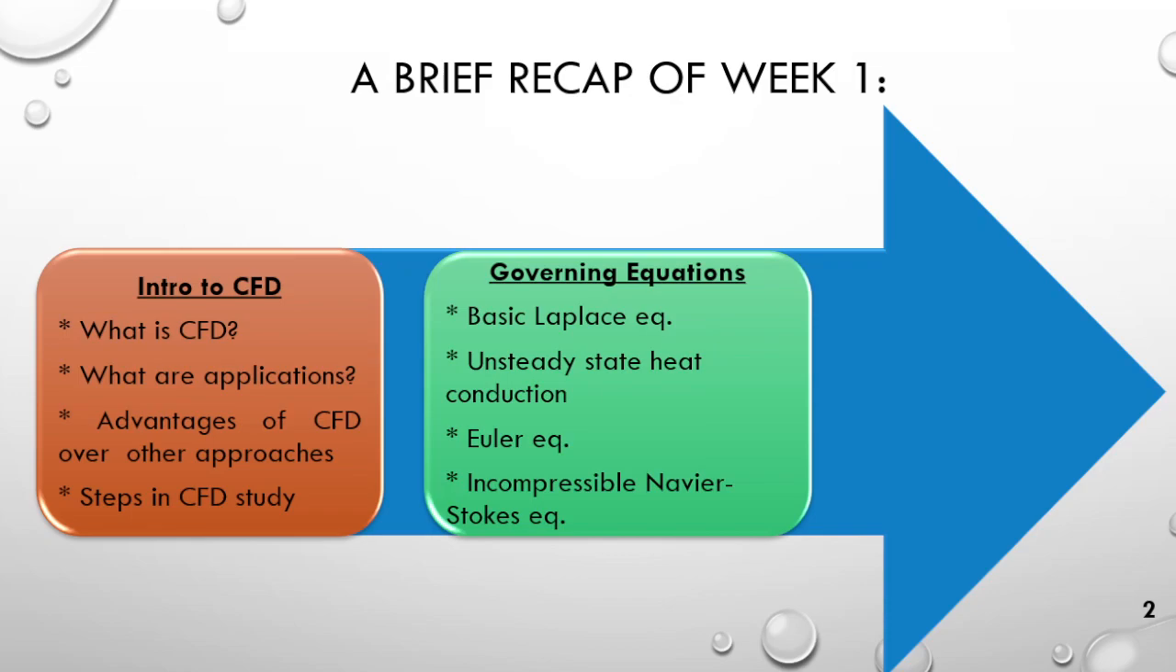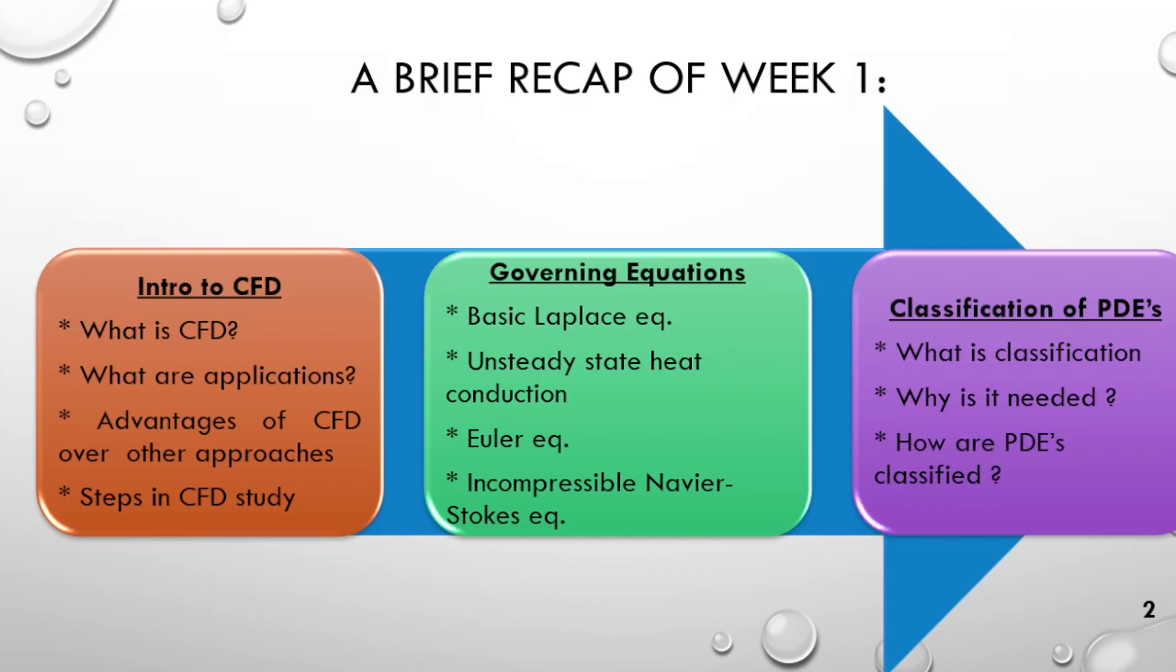incompressible Navier Stokes equations. Mainly when the density of the fluid is varying with respect to the pressure and temperature, the fluid becomes compressible in nature, and you solve the compressible Navier Stokes equation. And if there is no variation in the density, then you come up with the incompressible Navier Stokes equation. And lastly, you saw the classification of partial differential equations.